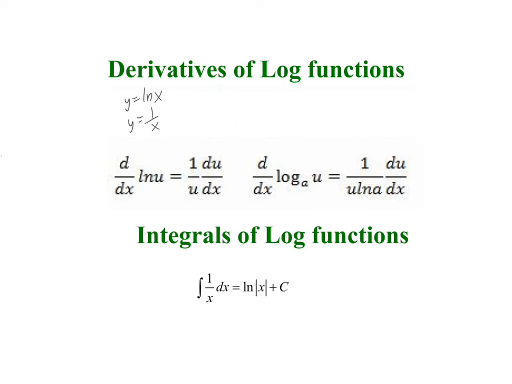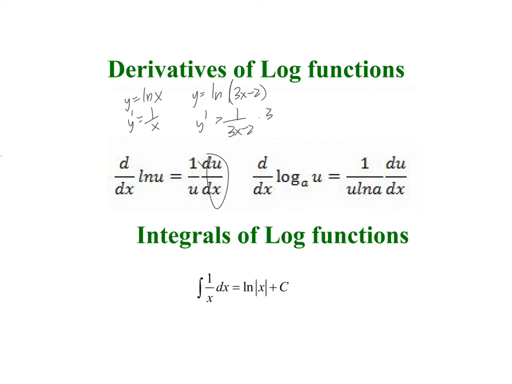So then if we had something like ln of 3x minus 2, our derivative was 1 over 3x minus 2, and then we times it by 3. We times it by whatever the derivative was. So that's what the du dx is, just times it by the derivative of whatever's inside the brackets.